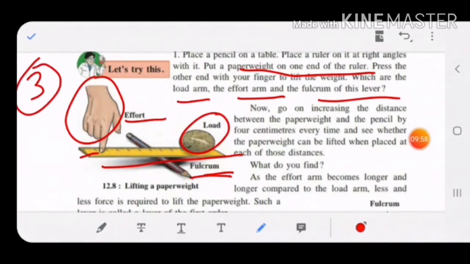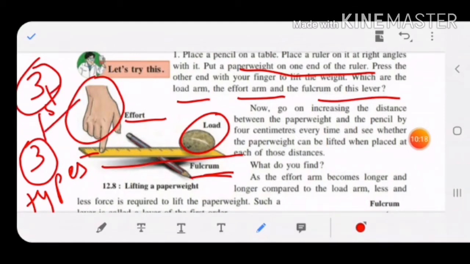Similarly, lever has got three types also: first order lever, second order lever, and third order lever. So this example which we have seen now, lifting a paperweight, here what is in center? Fulcrum is in center and effort is on one side and load is on other side. So this is the lever of which order? First order. This is the lever of first order.